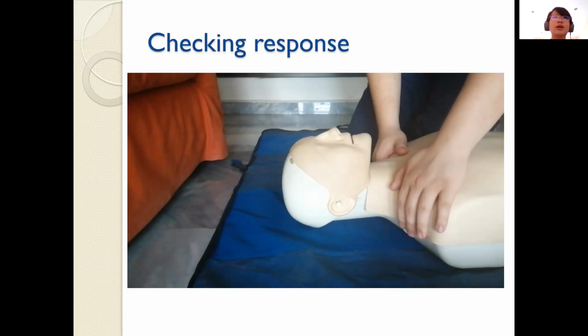Okay, it's also good to elicit a specific response. So tell him to open his eyes. Tell him to move his hands. Make it a specific response. I think opening eyes is the best because it's the easiest to see as well as to do. So eye opening, okay.